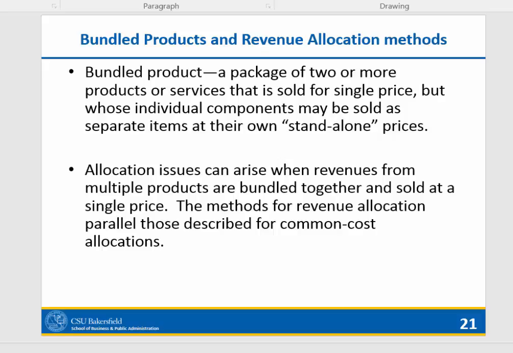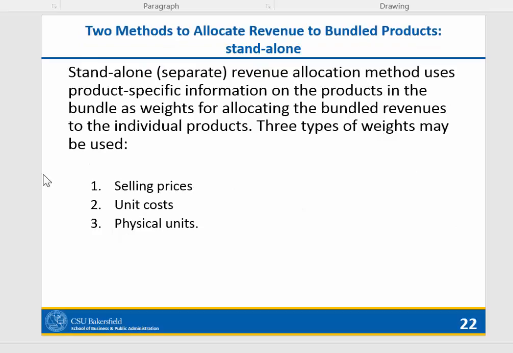So that's a problem. If you sell a computer for $500 and software for $200, you may sell the bundle together for $600, which is $100 less than when you add the standalone prices. Then the question is, how are we going to allocate the revenues? The bundle offers a discount for whatever reason, so how do we split the revenues? The measures for revenue allocation are almost the same as those we have studied for common cost allocations, so you're going to see a lot of similarities.